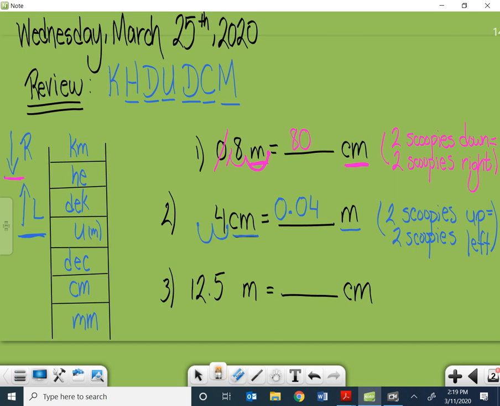So I'm at 12.5 meters. So I'm starting over at the meter. Then I know I need to end up at centimeter, right? I'm starting at meter, I want to end up at centimeter. So I'm right here, I want to end up at centimeter. So let's count how many scoopies that was. From here, 1, 2, so that's 2 scoopies. So I went 2 scoopies. And was I going down or up? So I went from here to down.